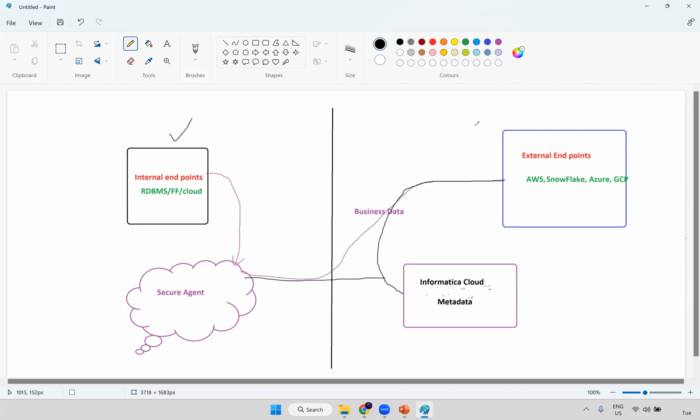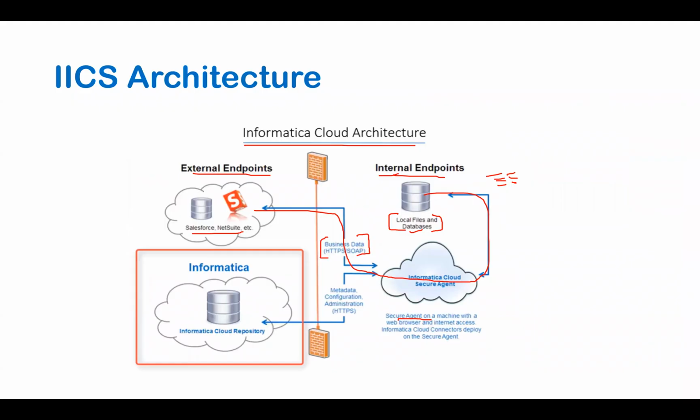And this is our on-premises server. This is on the cloud. In order to maintain secure data transfer, this secured agent will create a firewall here. See here, this is the firewall, right? So whatever we are seeing from here to here, this is business data. The business data will be transferred over HTTPS and the SOAP connection it will make.